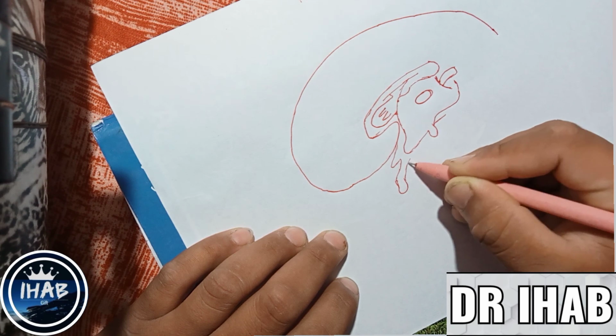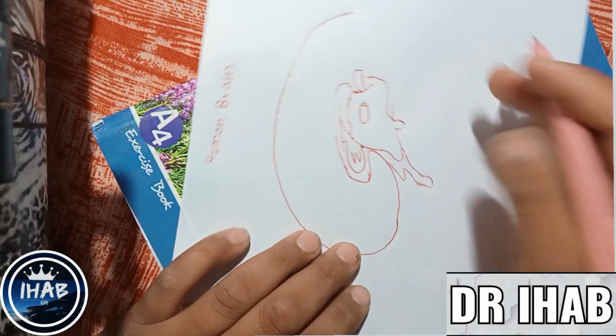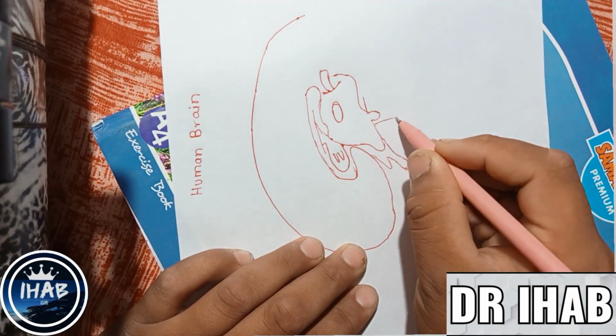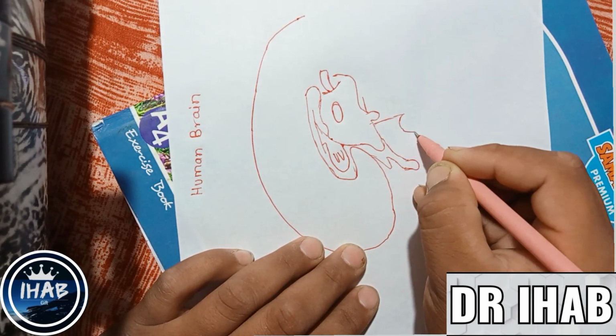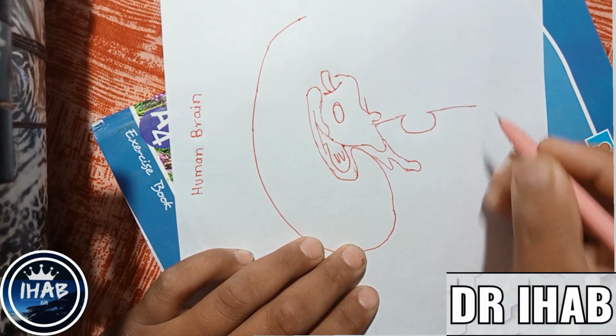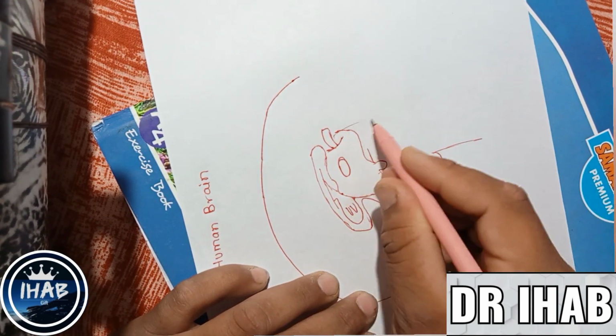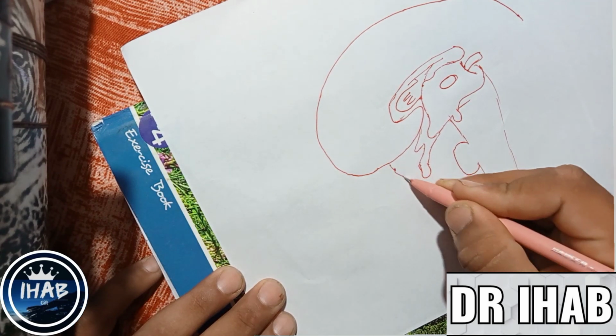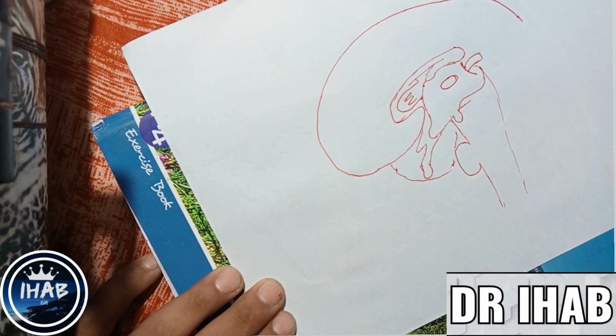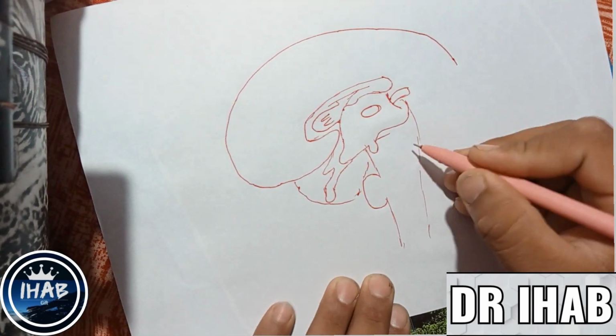Subdural space. A very narrow space that exists below dura mater or between the dura mater and the arachnoid membrane is called the subdural space. Subarachnoid space. A narrow space that exists below arachnoid membrane or between arachnoid membrane and pia mater is called subarachnoid space. The subarachnoid space contains the cerebrospinal fluid or CSF.